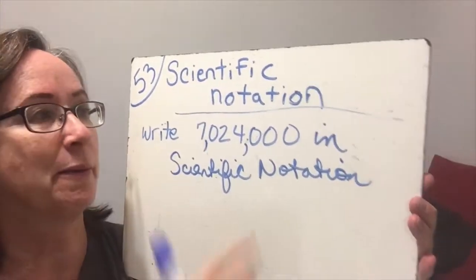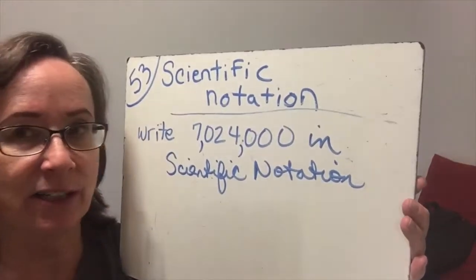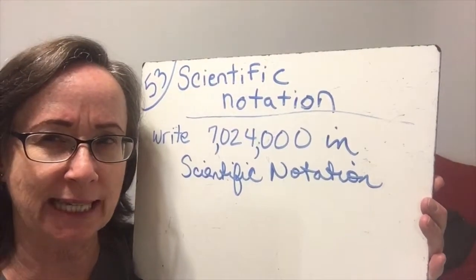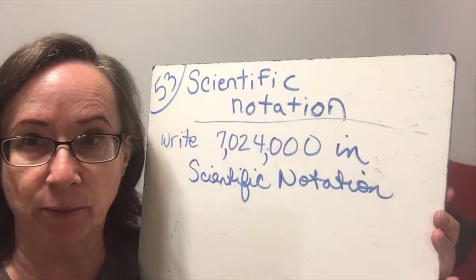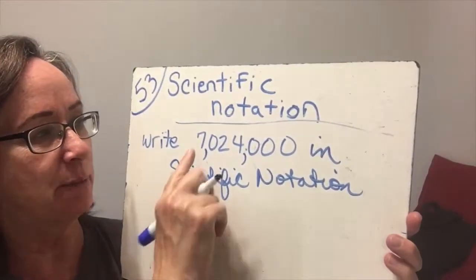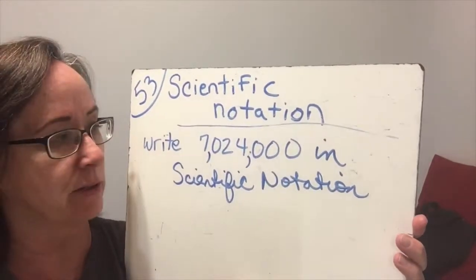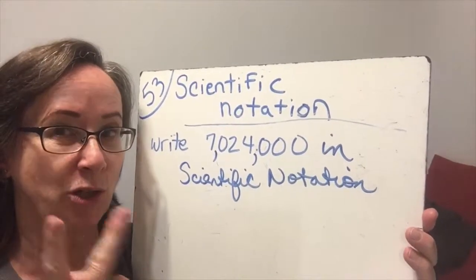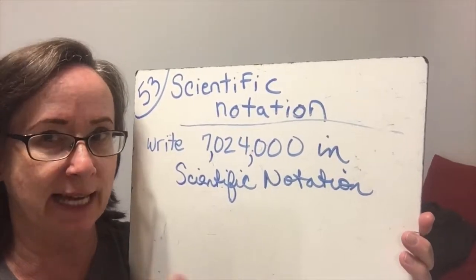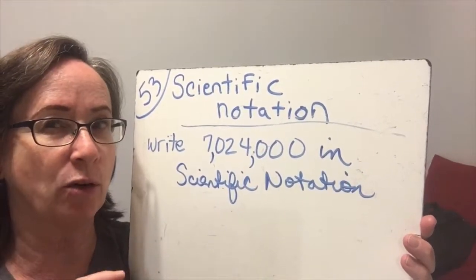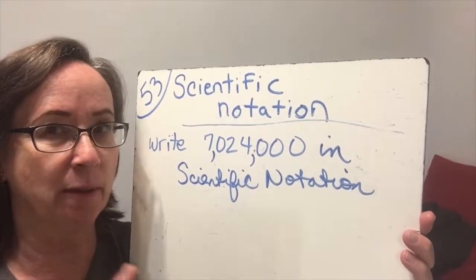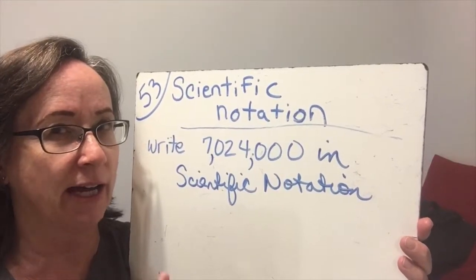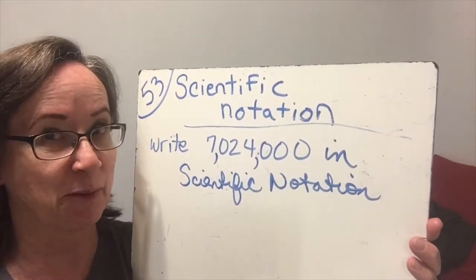Okay, so now we're learning about scientific notation. Scientific notation is using exponents to make numbers easier to do math with. So we have this big number that has lots of zeros. In order to put this number into scientific notation, we're going to do two things. We're going to move the decimal, and then we're going to write a power of 10 with an exponent that's going to take care of undoing the decimal that we just moved.